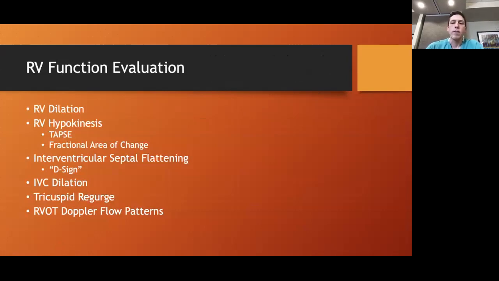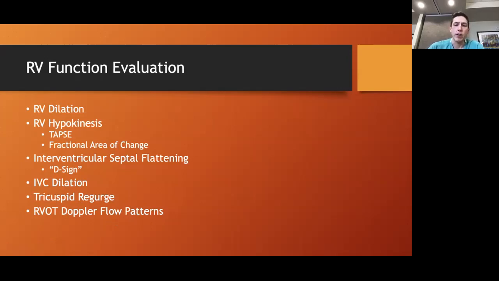Now, RV function evaluation can be quite nuanced and is the topic of a separate lecture. However, briefly, we should be evaluating for right ventricular dilation, right ventricular hypokinesis, which we can characterize with a TAPSE or a fractional area of change. We want to look for interventricular septal flattening or the D sign. We want to evaluate for that IVC plethora, tricuspid regurgitation, as well as right ventricular outflow tract Doppler flow patterns.